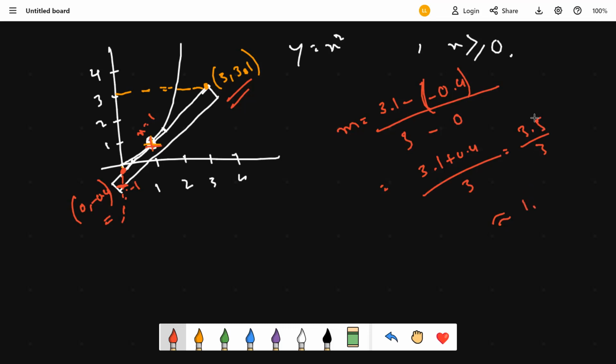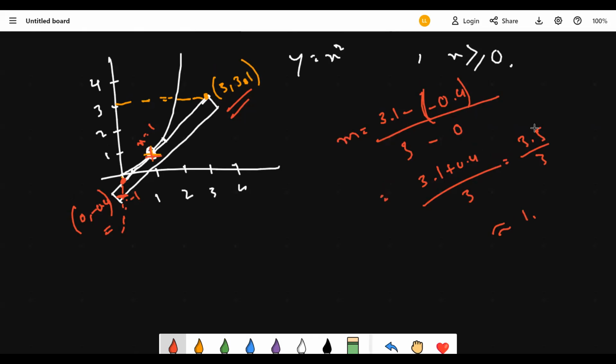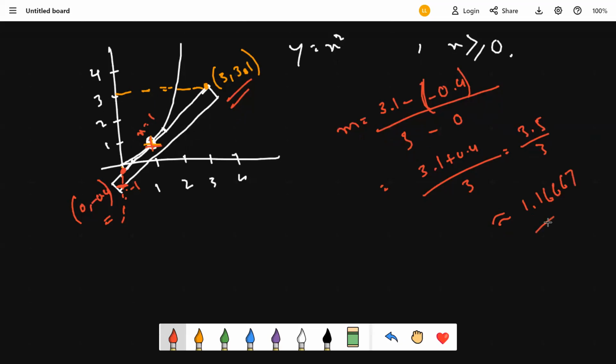Or let me give myself a second. Let me calculate that. Opening up the calculator. 3.5 divided by 3 gives us a value of 1.16667. So that's the gradient.